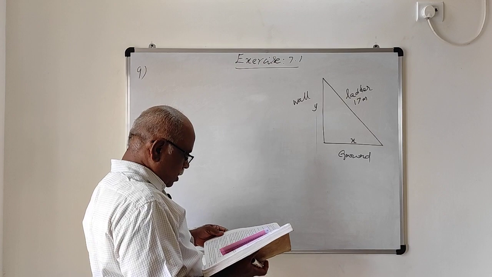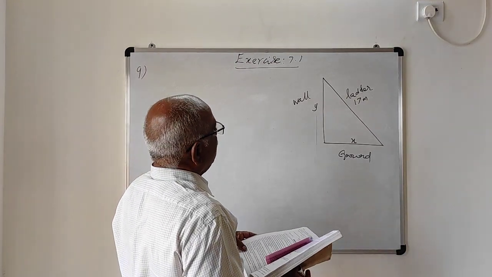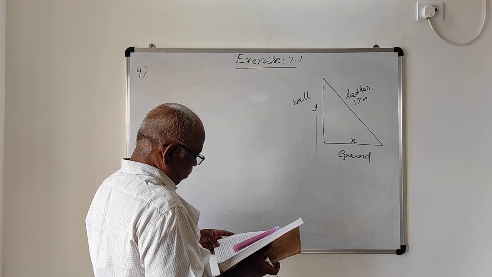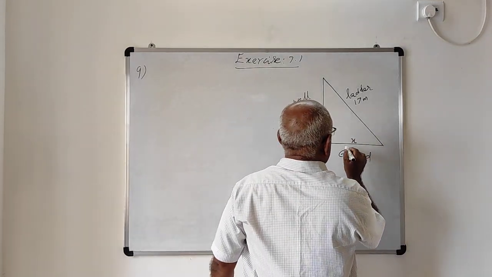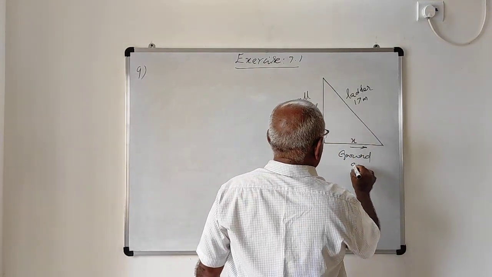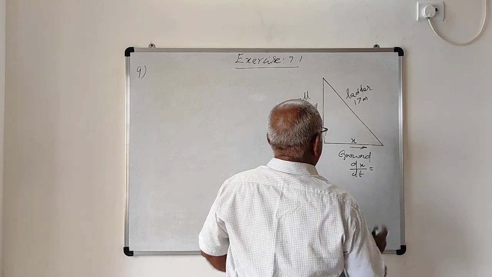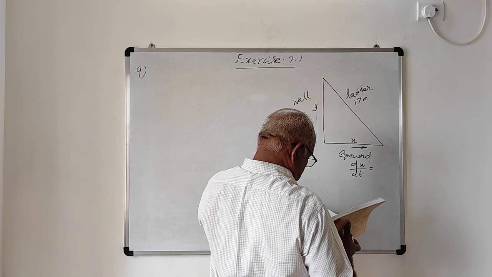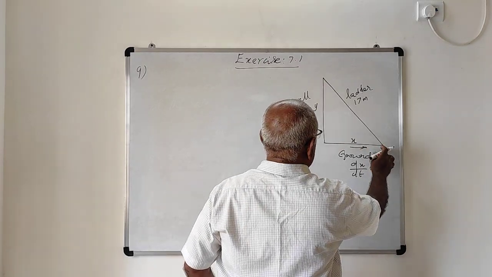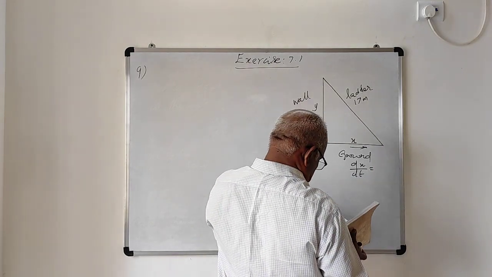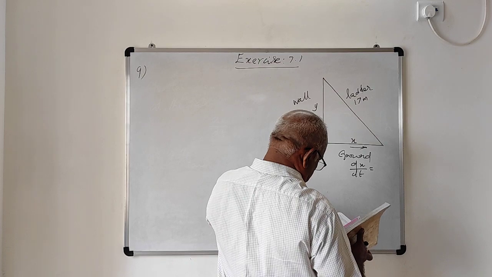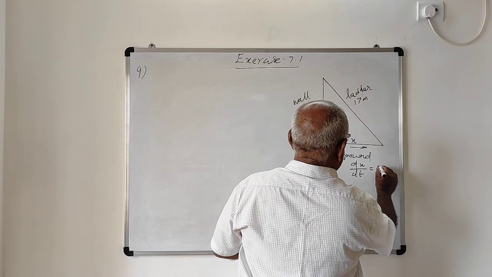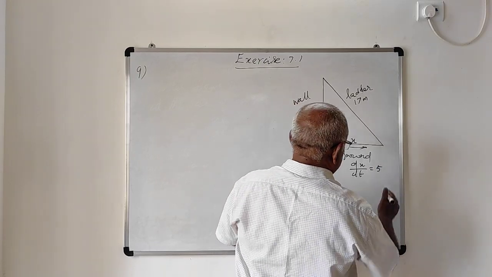A ladder of 17 meter long is leaning against the wall. The base of the ladder is pulled away from the wall at the rate of 5 meters per second. This is pulled away, that is dx by dt. The base of the ladder is pulled away at the rate of 5 meters per second.